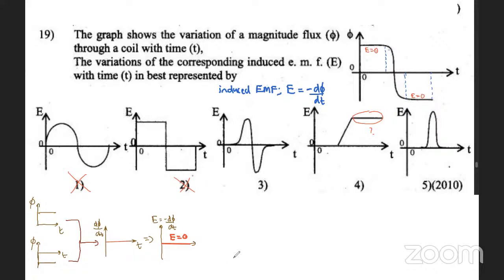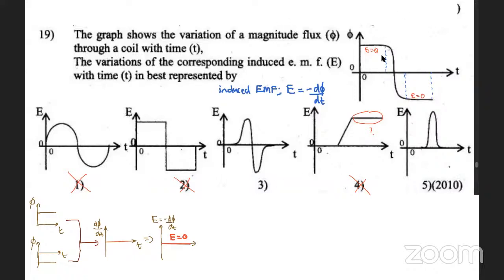And then, what about the other answers? 1, 2 and 4 are wrong now. We have already figured out that 1, 2 and 4 are wrong. Gone. Now we have to choose between 3 and 5. You have to choose between 3 and 5.